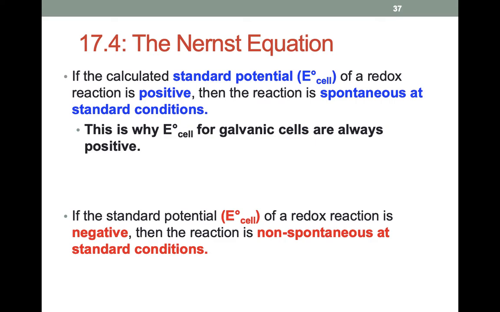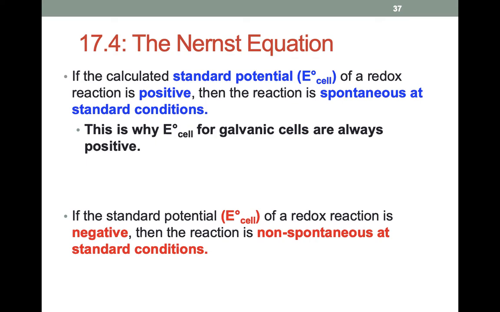mean? Well, it means that we can do work with that cell, that cell will act as a battery and it will give us out energy. It will be a spontaneous reaction. And so for a galvanic cell, the cell potential must be positive. And you should write that down. Because if it is negative, then you've made a mistake if it's supposed to be a galvanic cell.